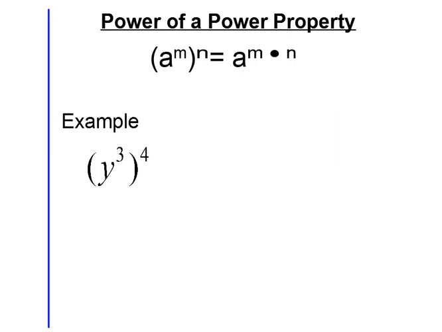Power of a power property states that if a base already has an exponent and that term is being raised to another exponent, we take those two exponents and we multiply them together. Power of a power. So this example of y cubed to the fourth power means that we take the 3 and we multiply it by 4. We get y to the 12th power.